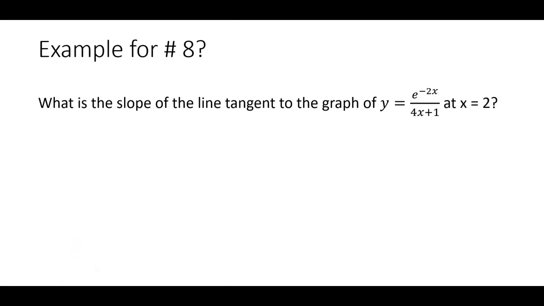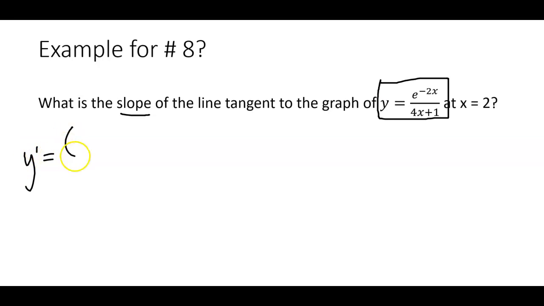All right, number 8. What is the slope of the line tangent to this function? Well, if you want to find the slope of a line that's tangent to your function over here, you've got to find the derivative. So the first thing we're going to do is find the derivative of this function. And as you can see, this is going to be a quotient rule. And the chain rule is going to make a little appearance as well.